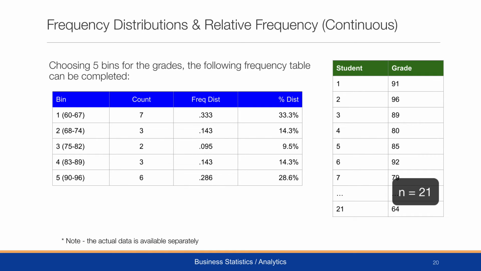From there, since we know that there were 21 items, we can take each one of those, 7 divided by 21, and we will get a frequency distribution of 0.33. We'll do the same thing for all the others. 3 divided by 21 is 0.143. 2 divided by 21 is 0.095. 3 divided by 21 again is 0.143. And 6 divided by 21 is 0.286. Multiplying each of those by 100, we will get 33.3%, 14.3, 9.5, 14.3, and 28.6 as a percent distribution.